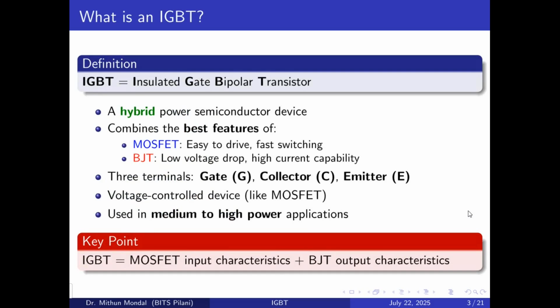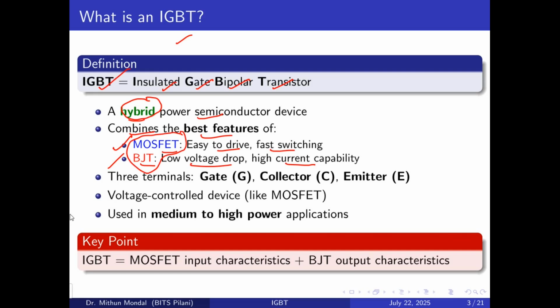So IGBT basically means Insulated Gate Bipolar Transistor. It is a hybrid power semiconductor device. Why is the name hybrid given? Because it combines the best features of the MOSFET and the BJT. We have seen that the MOSFET is easy to drive and has fast switching, whereas the BJT has low voltage drop and high current capability. So the best features of these two devices are combined in a hybrid mode to get the IGBT.